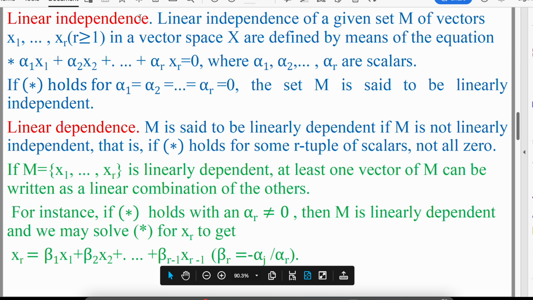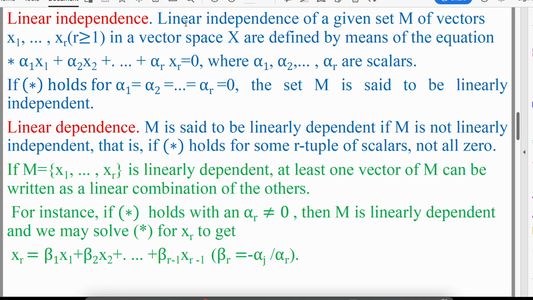Now linear independence. Linear independence of a given set M of vectors x1, x2 up to xr, where r is greater than or equal to 1, in a vector space X is defined by means of this equation. What is this equation? Alpha 1 x1 plus alpha 2 x2 plus ... plus alpha r xr is equal to 0. Here these alphas are scalars. If this expression holds only for alpha 1 equal to alpha 2 equal to ... alpha r equal to 0, meaning all the alphas are 0, then the set M is said to be linearly independent.